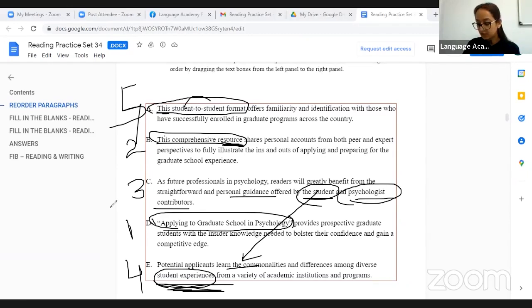I hope it's clear now. So which WhatsApp group are we having a discussion about here? Samigya.